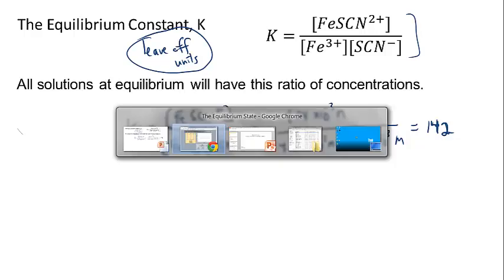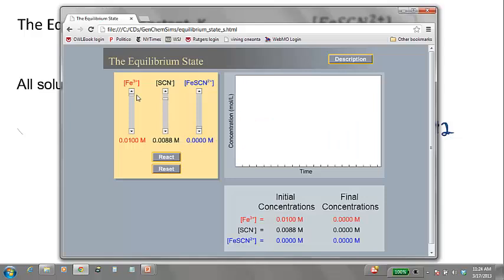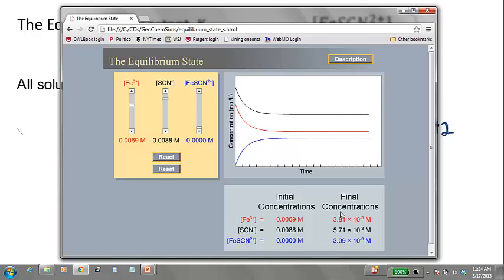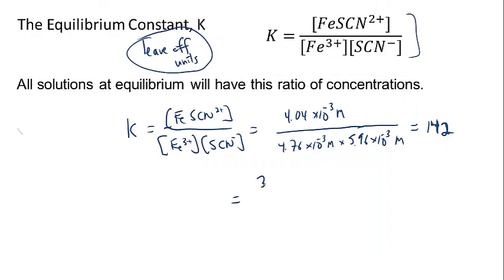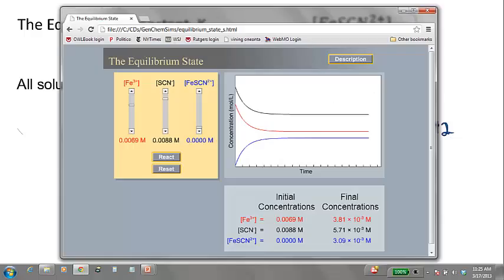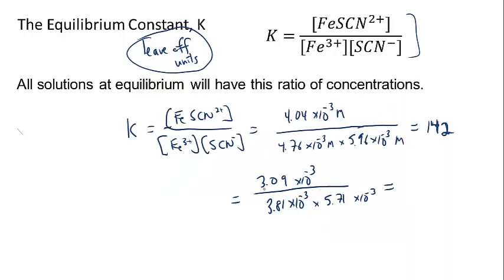Now, if we go back to our simulation and reset this, and start with, say, less iron thiocyanate, and react again, we come up with a different set of equilibrium concentrations. They're different than they were before, but it's still at equilibrium. If we take those same values and divide them, leaving off all the molarities here, and do this with your calculator, again you come out to 142. So it's a different equilibrium state, but both have the same ratio of concentrations. That's the idea of how it works.